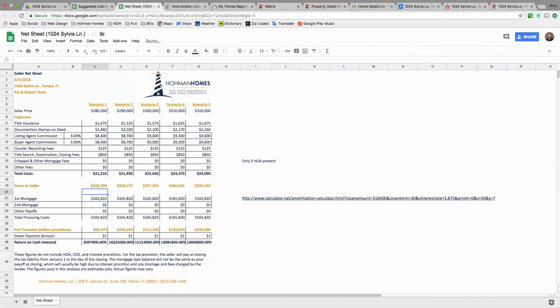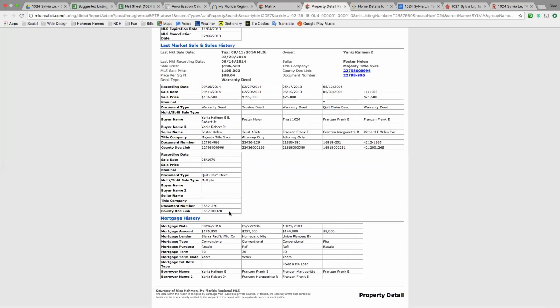Now we know, yes, your costs to list and sell the home are this, but your mortgage payoff is going to be this. That means at the end of the day, once you subtract your costs and your mortgage payoff, you're going to net this amount. Not a bad little return. As a matter of fact, we can figure out what that return is going to be based on the down payment of the home.